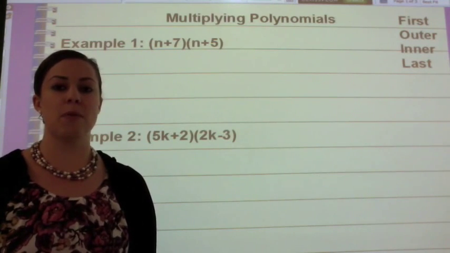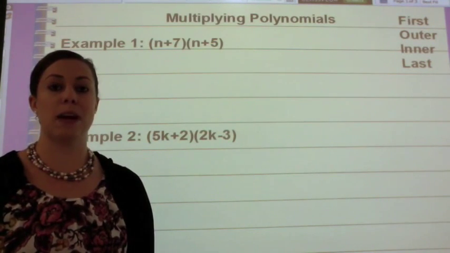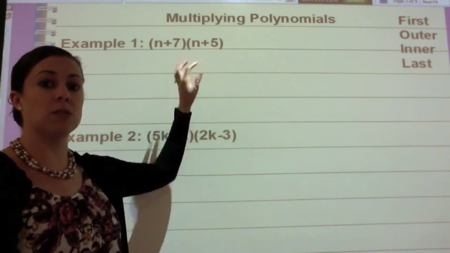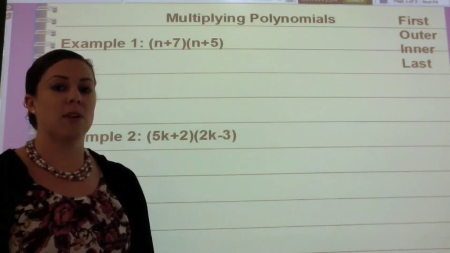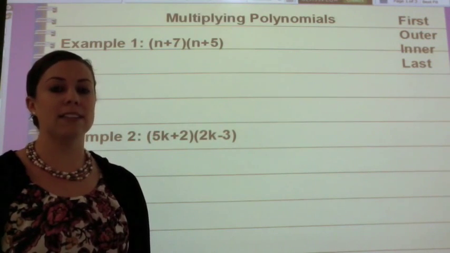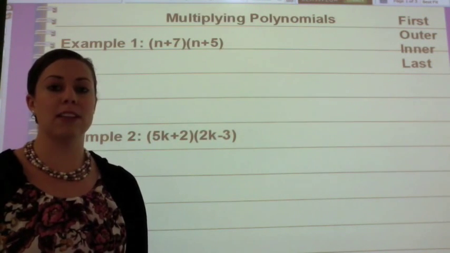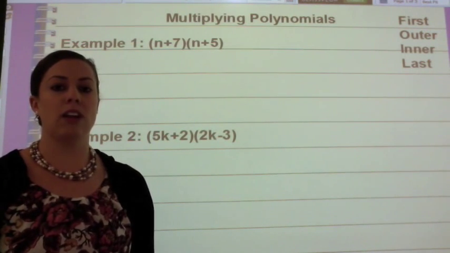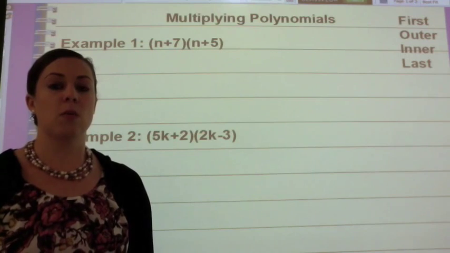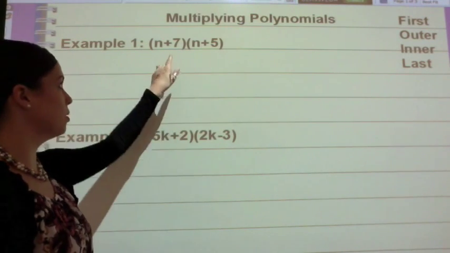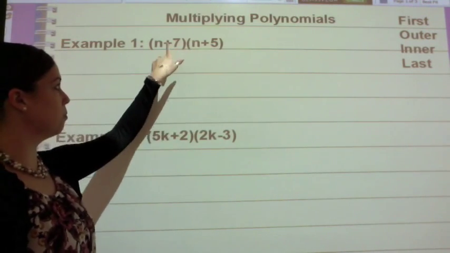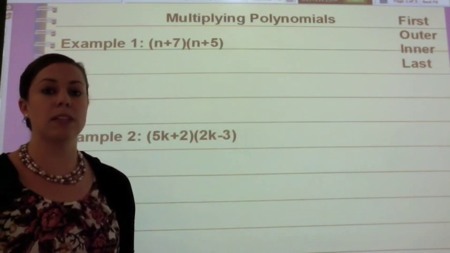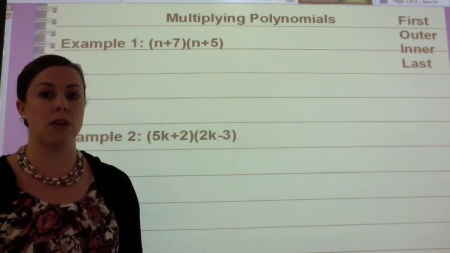So our first example is a binomial times a binomial, and when you multiply two binomials together, we use what's called the FOIL method. I'm going to go over the FOIL method, but I like to say that the FOIL method is just like the distributive property twice. I know all of you know how to use the distributive property, so we are going to not only distribute the 7 to both of these, but we are going to distribute the n to both of them. So I'll explain distributing twice and the FOIL method.